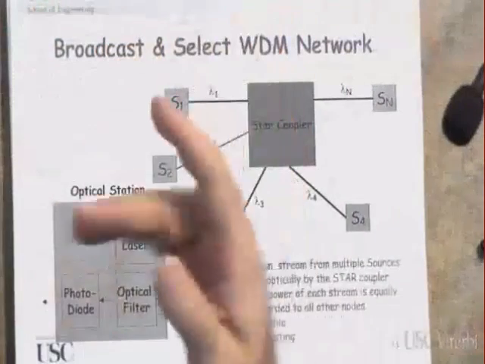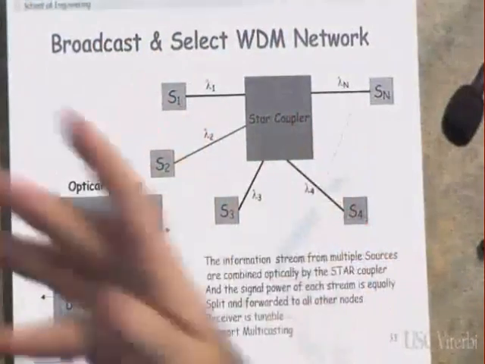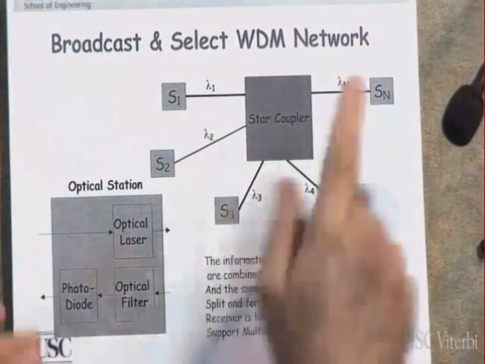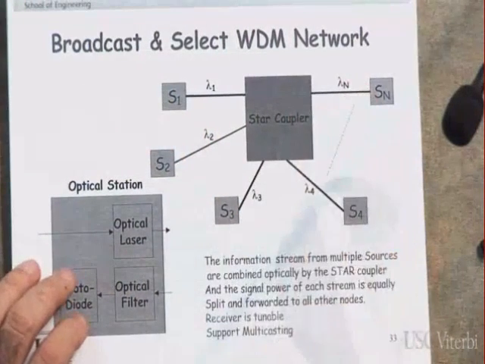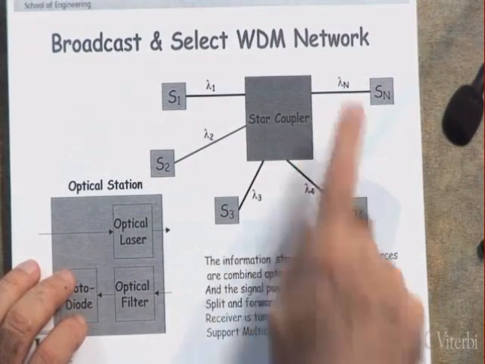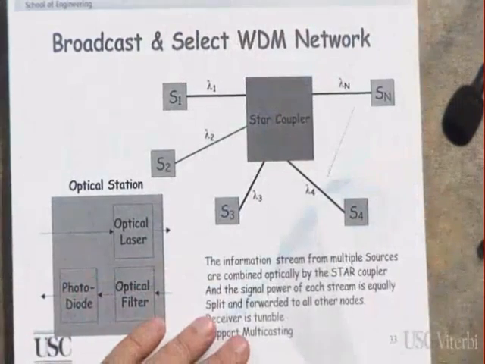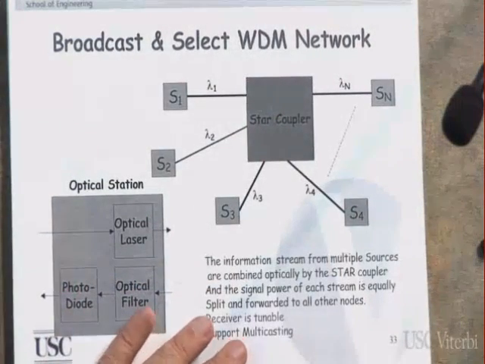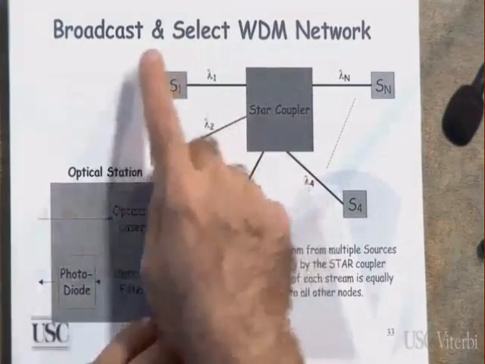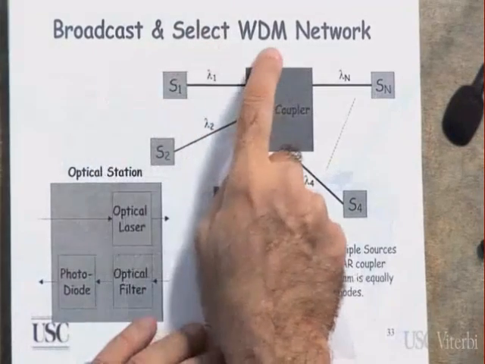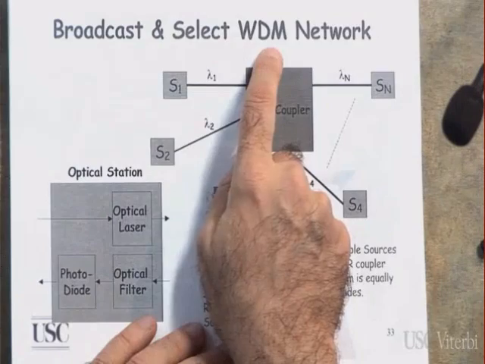All of them. What does he need to do to tune his receiver? He needs to tune his receiver to lambda 1, and he will reject all of the other wavelengths and get only lambda 1. Did you get this or not? This is called a broadcast and select wavelength division multiplexing network.